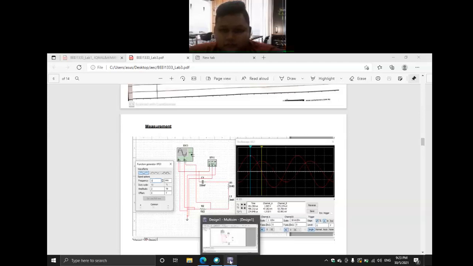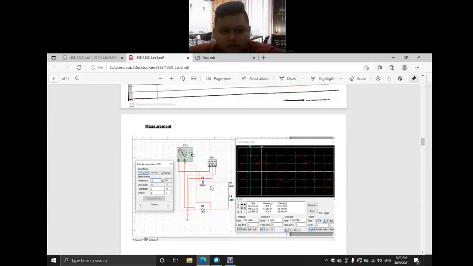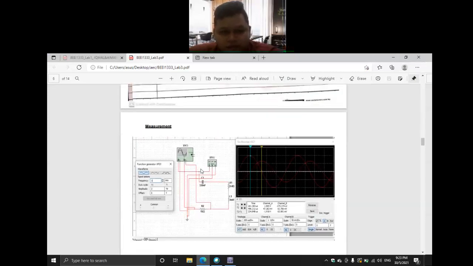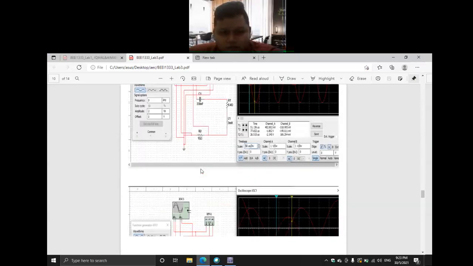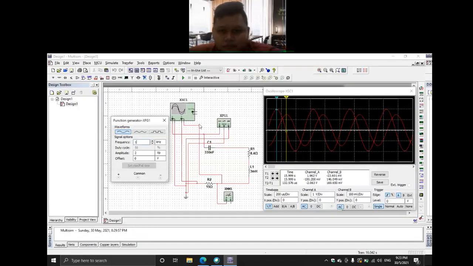Alright, we go to the simulation. For the simulation, I will use 1 kHz and the amplitude is 2 Vp. Why do we use 2 Vp? Because the instruction said the value of amplitude must be 2 Vp. Right, back to the simulation.